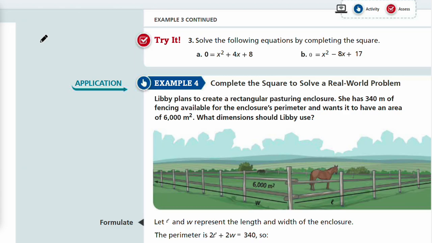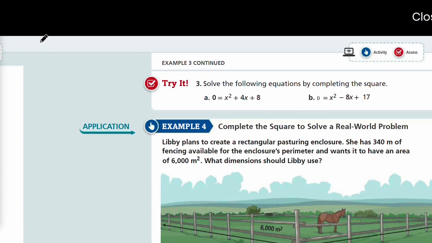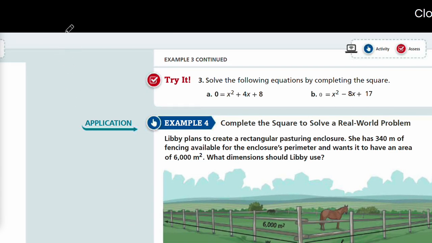So let's look at 3a. First of all, you have to look at the original equation. 0 is equal to x squared plus 4x plus 8. Is this a perfect square trinomial? No, because square root of 8 is not going to be a nice little integer. So we're going to subtract 8 on both sides, and then we have x squared plus 4x.